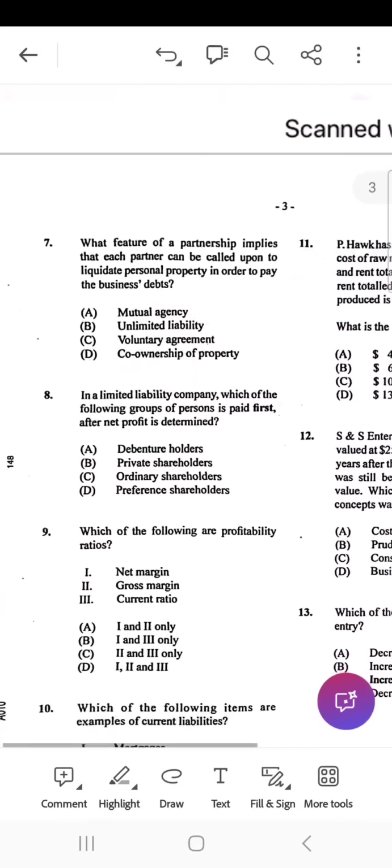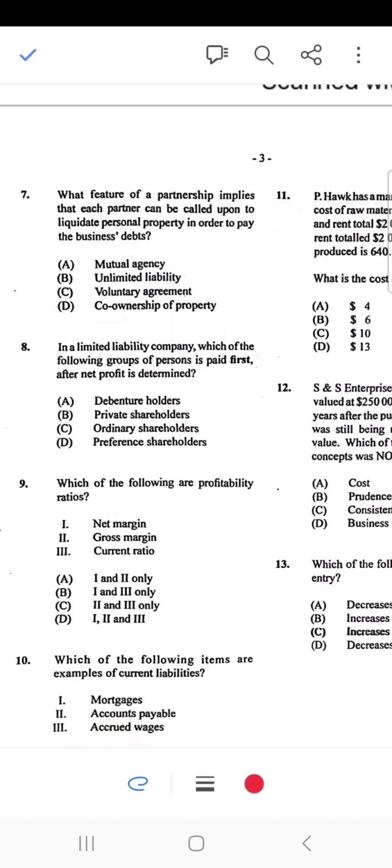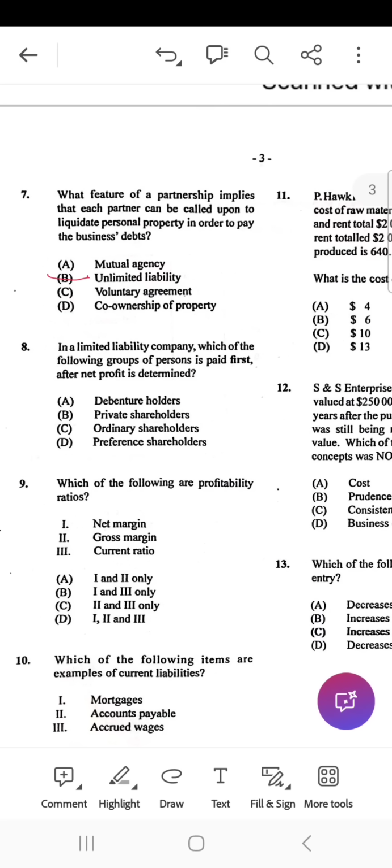Let's move on. Number 7. What feature of a partnership implies that each partner can be called upon to liquidate personal property in order to pay the business debts? This is one of the new questions, something that we would not have seen before in our multiple choice. And the answer here is unlimited liability. The amount that you can owe as a partner in a partnership is unlimited. Number 8.